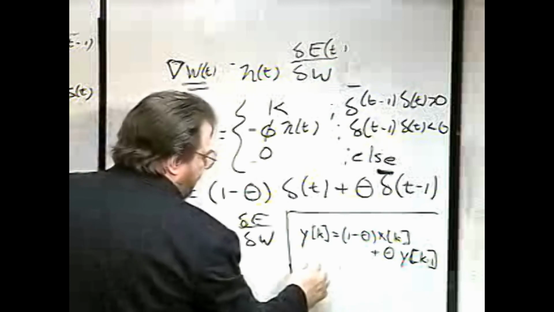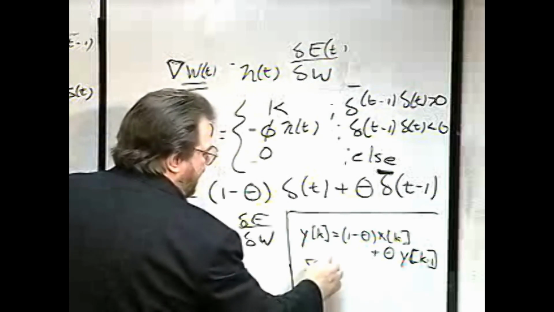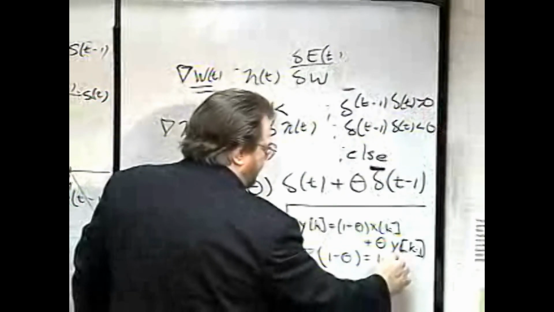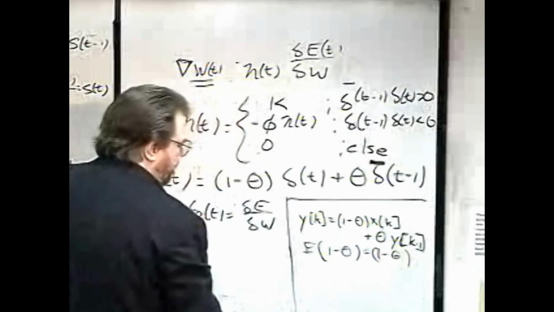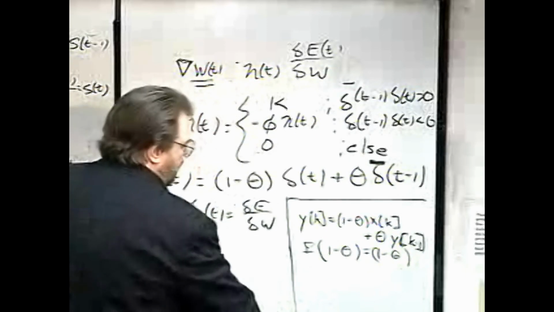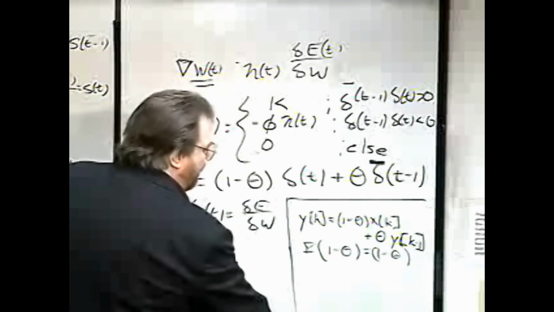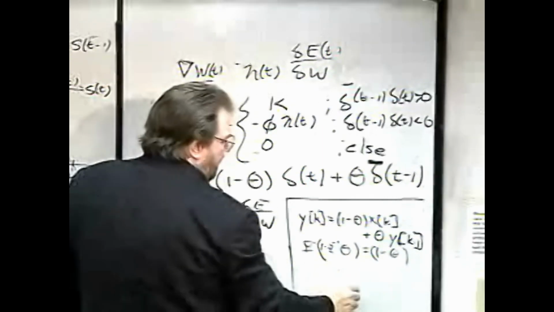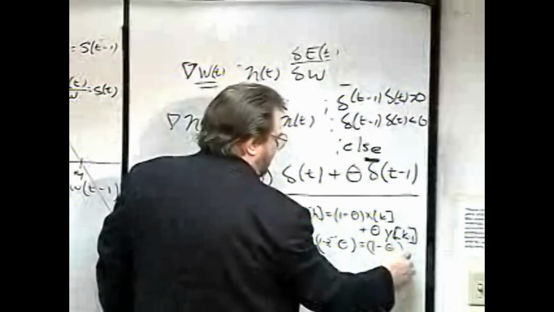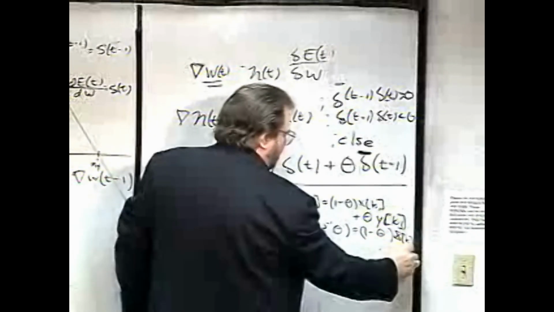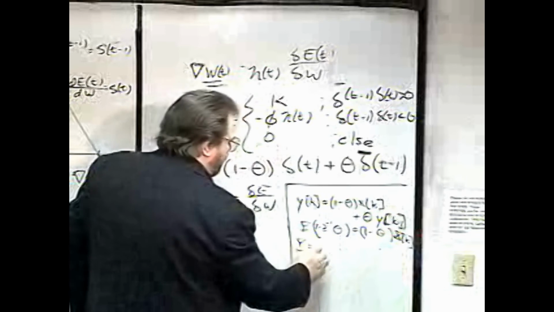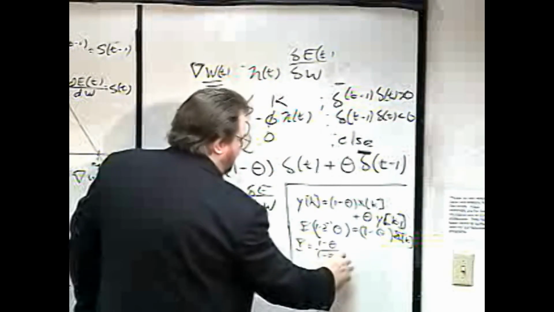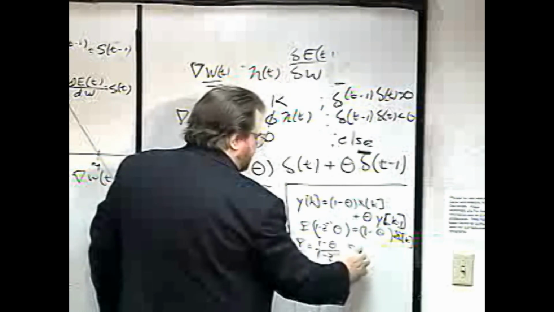So if we use z transforms on this, we get y times (1 minus theta), right, is equal to... no, that can't be right. Oh, 1 minus z inverse theta, right, is equal to (1 minus theta) times x, correct? So I get that y is equal to (1 minus theta) over (1 minus z inverse theta) times x.